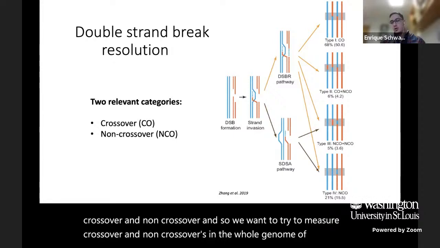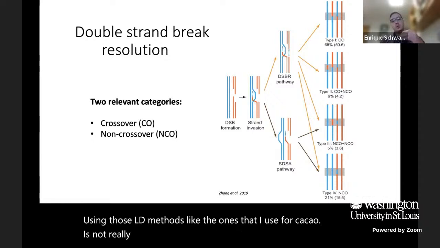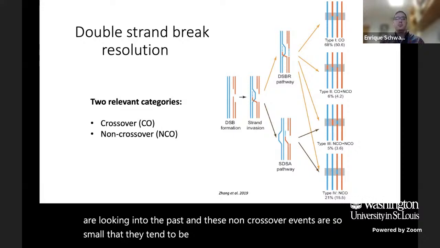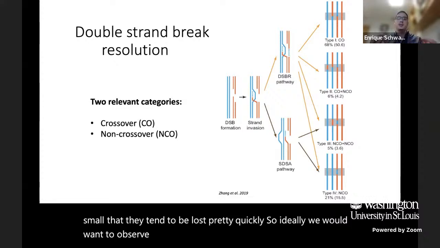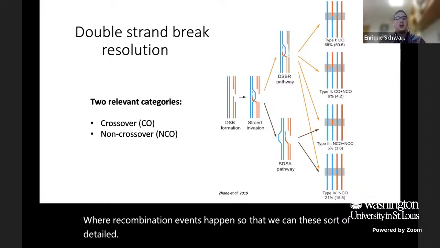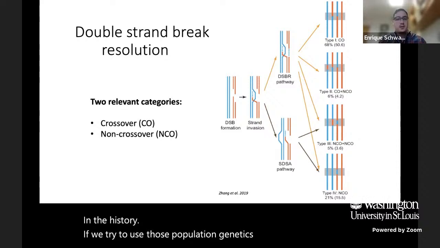And so using those LD methods, like the ones that I use for cacao, is not really the best way to do this, because those cacao ones are looking into the past, and these non-crossover events are so small that they tend to be lost pretty quickly. So ideally, we would want to take two parents and see exactly where recombination events happen, so that we can reconstruct these detailed non-crossover events, right? They'll tend to get lost in the history if we try to use those population genetics based methods.